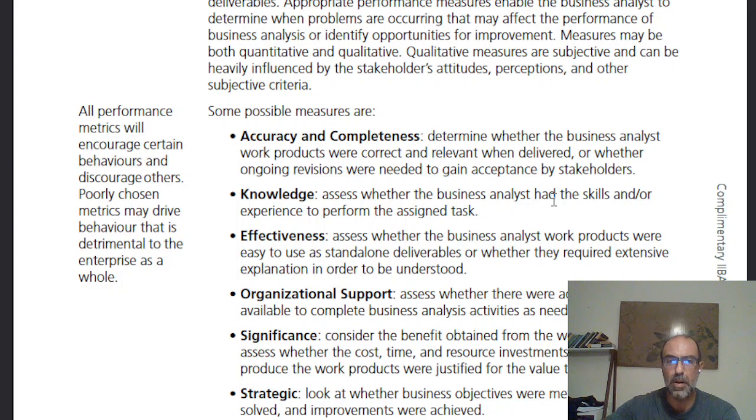Some possible measures are accuracy and completeness. Oh, here. All performance metrics will encourage certain behaviors and discourage others. Poorly chosen metrics may drive behavior that is detrimental to the enterprise as a whole. Yeah, and all metrics are basically going to influence something to go up or down. If we choose our metrics wrong, and not wrong as in we messed up, or, well, yes, we messed up, but that's why we have these metrics, because we get to reflect on the performance through these metrics.